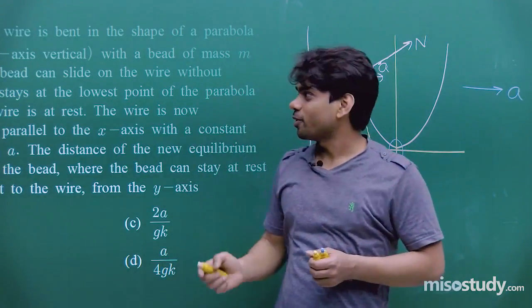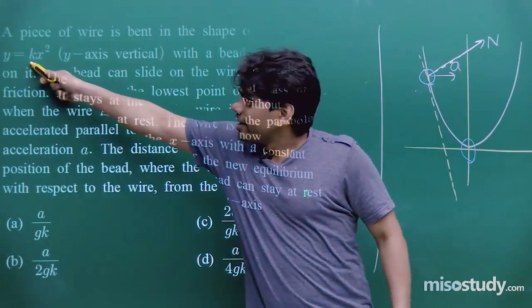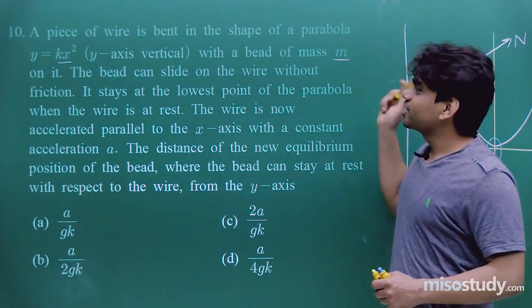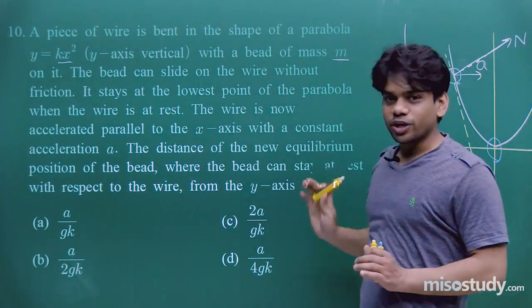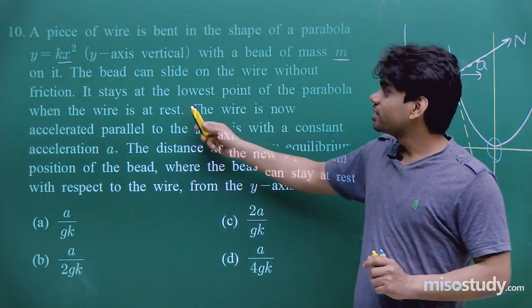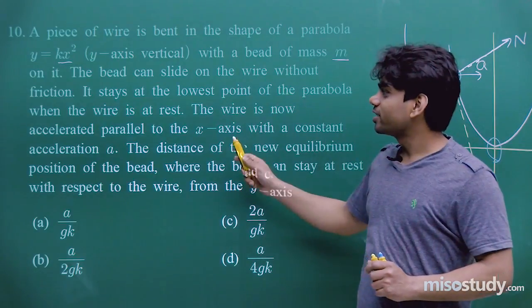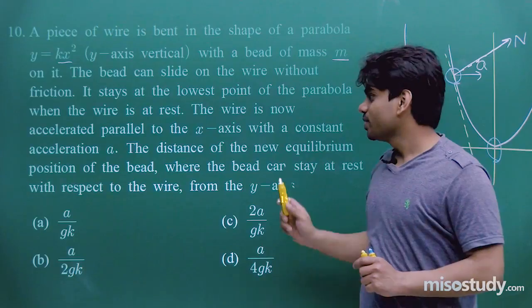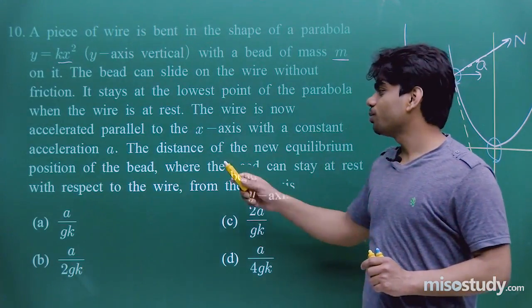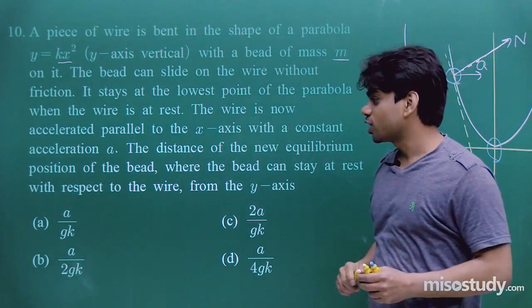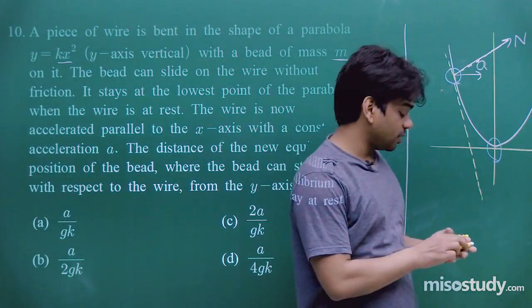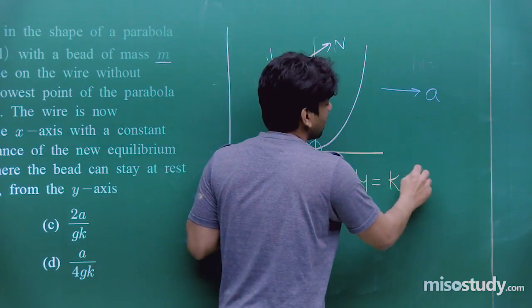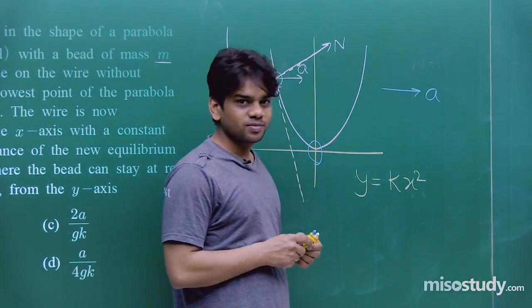Now let's read the statement of the question. Given the equation of the curve, y equals kx square. The bead's mass is m. The bead can slide on the wire without friction. It stays at the lowest point of the parabola when the wire is at rest. The wire is now accelerated parallel to the x-axis with a constant acceleration a. The distance of the new equilibrium position of the bead, where the bead can stay at rest with respect to the wire.